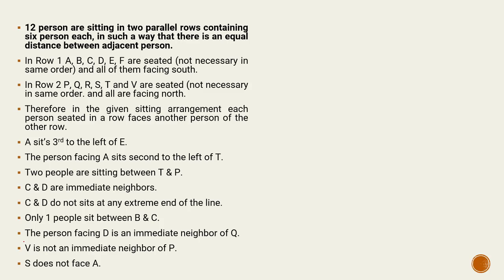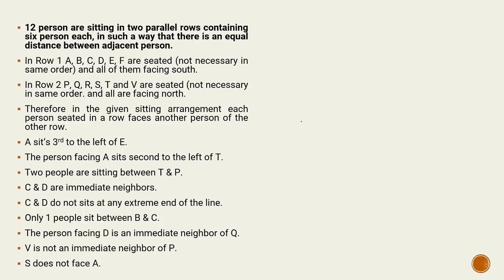Now in row 1 we have A, B, C, D, E, F, all of them facing south. In row 2 we have P, Q, R, S, T and V, all of them facing north. So in this given arrangement, each person seated in a row faces another person of the other row. Now A sits third to the left of E, and remember A and E are south facing persons.